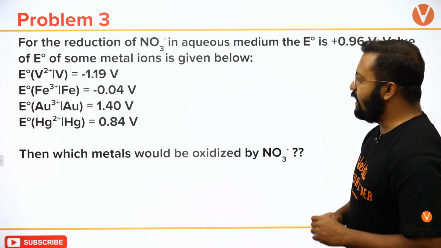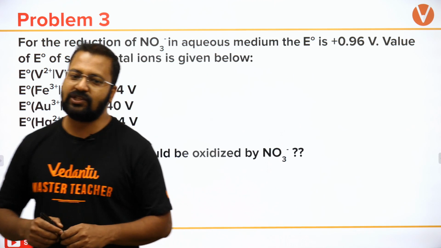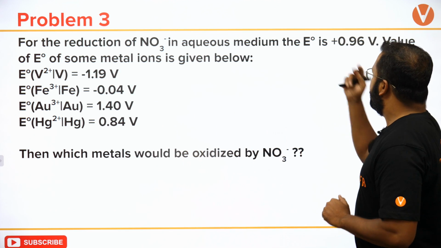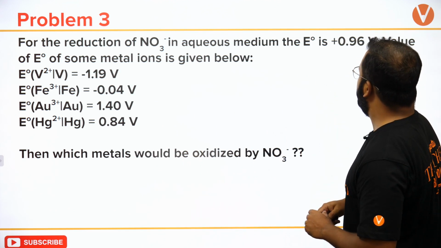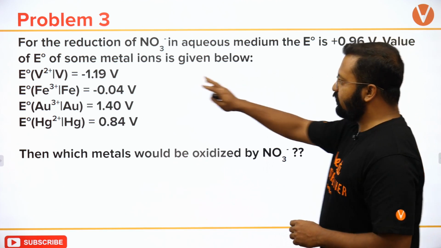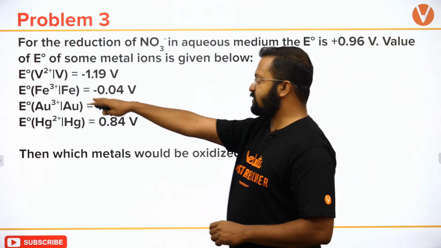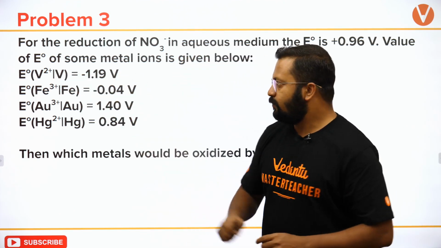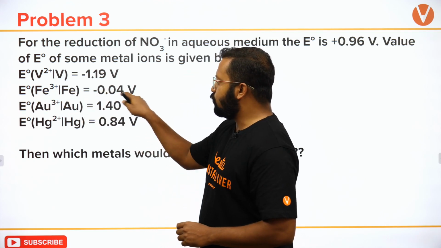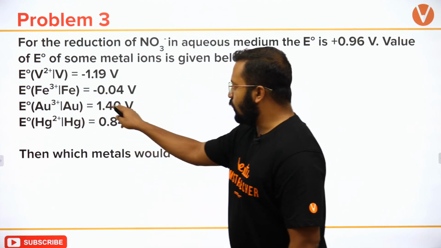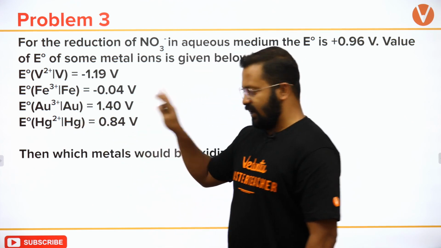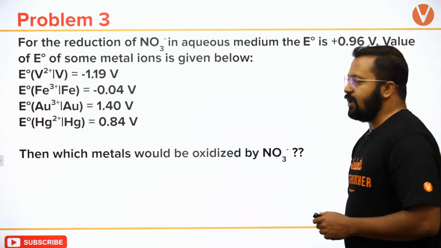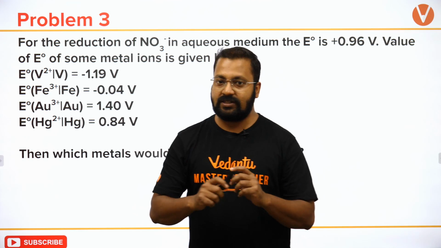For the reduction of nitrate in aqueous medium, E naught is plus 0.96 volts. The value of E naught of some metal ions is given below. Vanadium 2 plus changes to vanadium is given as minus 1.19, Fe3 plus changes to Fe is minus 0.04, Au3 plus to Au is 1.4, Hg2 plus to Hg is 0.84. Question is, which metals would be oxidized by NO3?